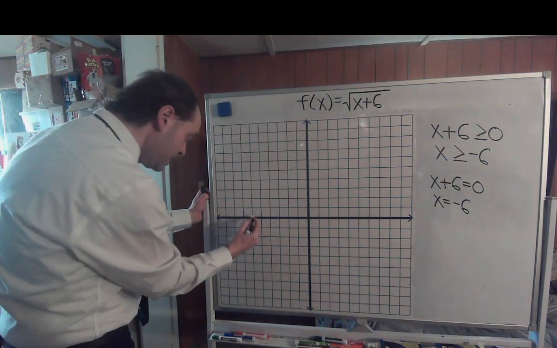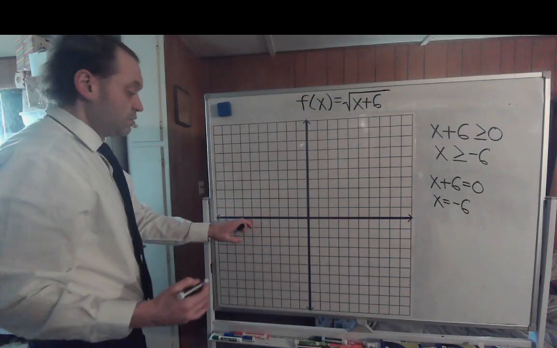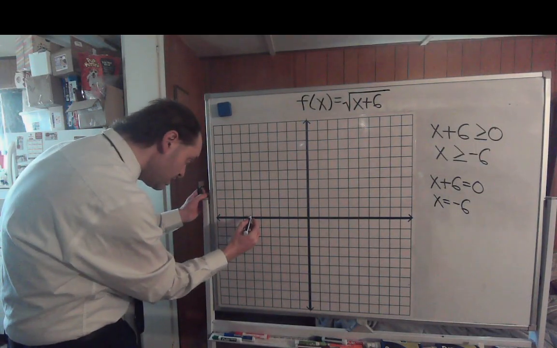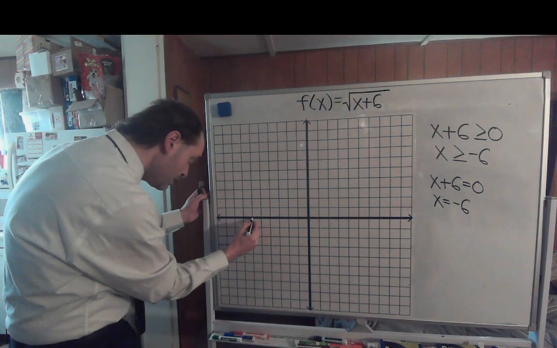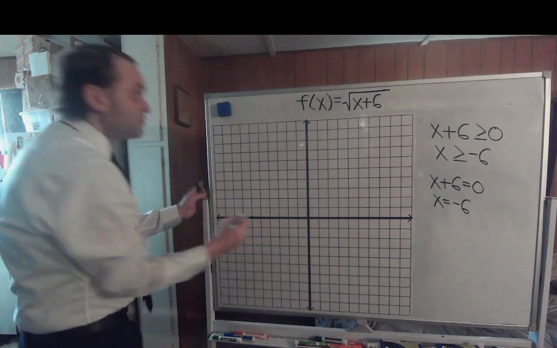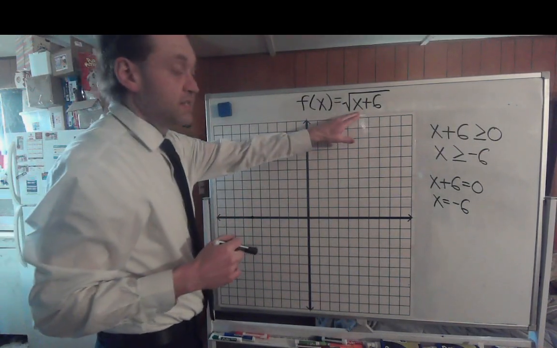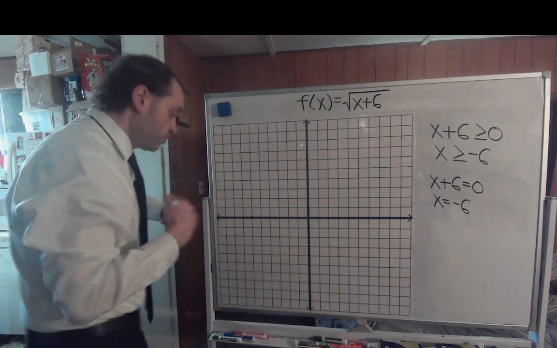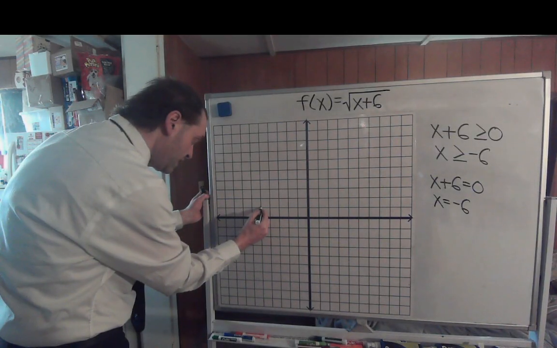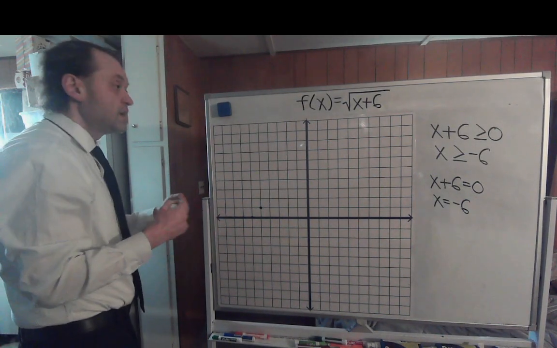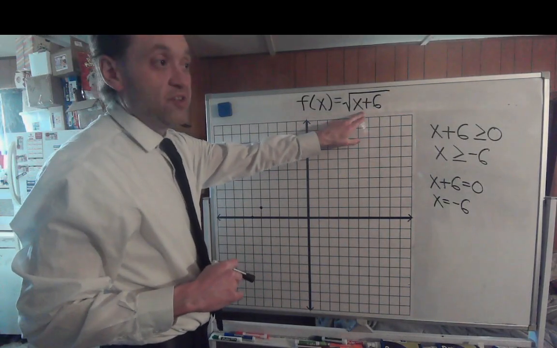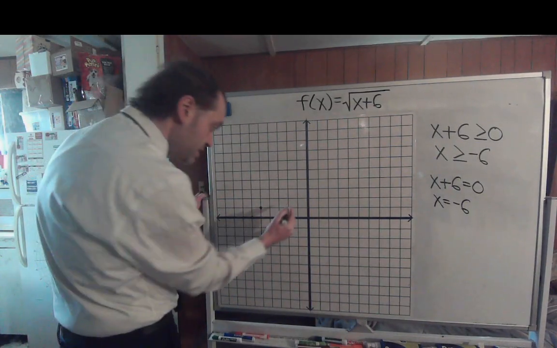So here is -6. Well, -6 plus 6 is 0, right? Square root of 0 is 0. Now what if I put in -5 for x? Well, -5 plus 6 is 1, square root of 1 is 1, so I'll end up getting -5, 1. Now if I put in -2 for x, that would give me, of course, square root of 4, which would be 2.